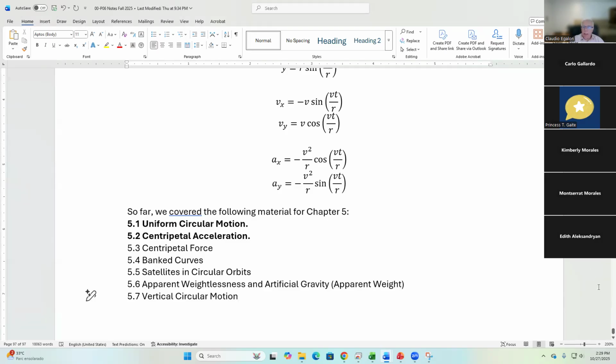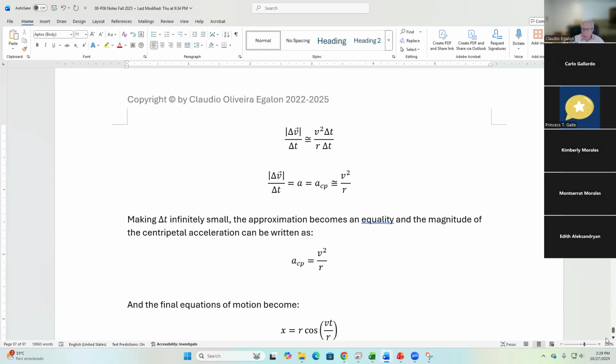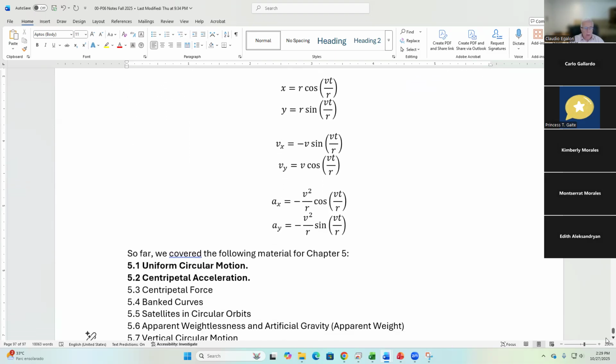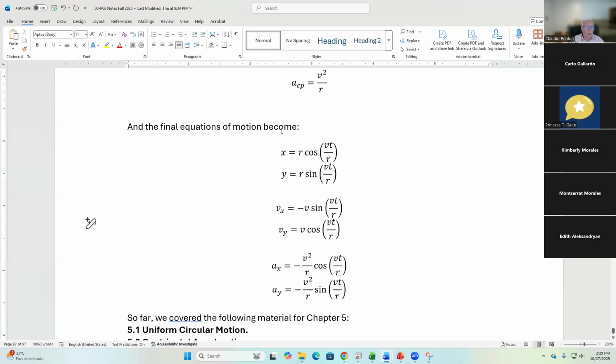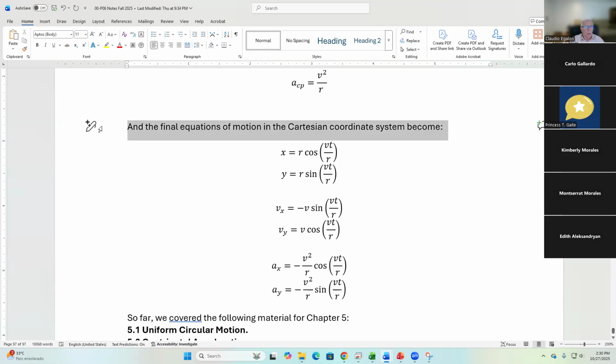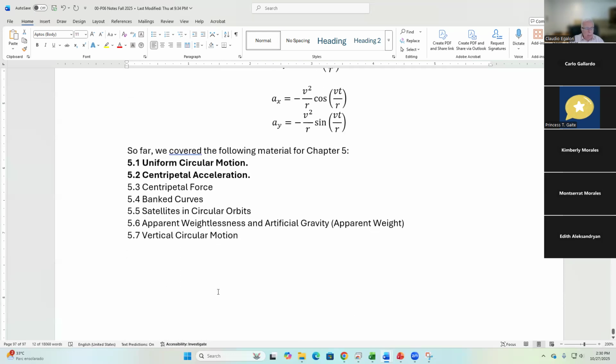I can also rewrite those equations. That's the equations of motion in the Cartesian coordinate system, right? Now let me write down the same equations in the polar coordinate system.